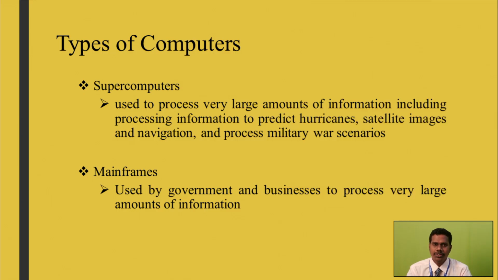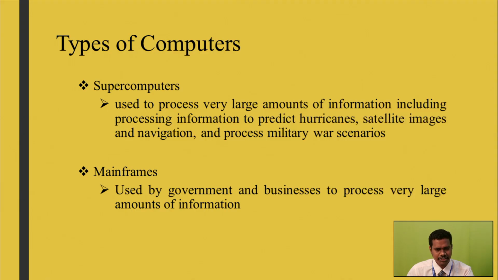Next, types of computer. The first type is the supercomputer. Supercomputers process a very large amount of information and perform multiple tasks in parallel. Also, they can process a very large amount of data. Next one is mainframes. Mainframes are used by the government and in business processes. They process large amounts of information, like supercomputers, but their processing and capacity are lesser than the supercomputers.